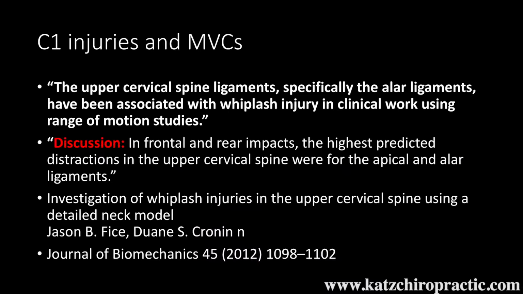C1 injuries and motor vehicle crashes, you had a trauma. The upper cervical spine ligaments, specifically the alar ligaments, have been associated with whiplash injury in clinical work using range of motion studies like the DMX. In frontal and rear impacts, the highest predicted distractions in the upper cervical spine were for the apical and alar ligaments. We know these ligaments are susceptible to trauma. That was published in the Journal of Biomechanics.